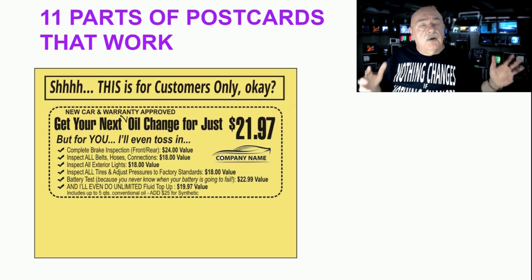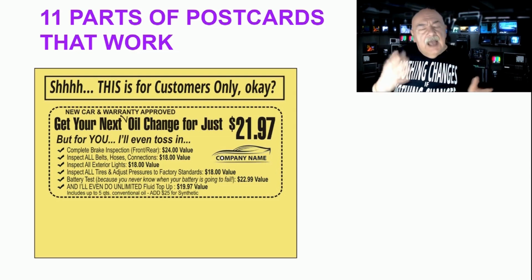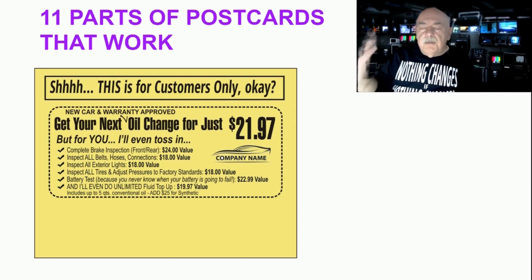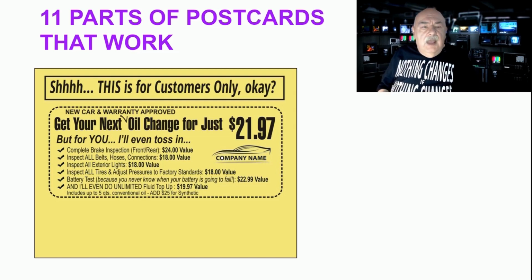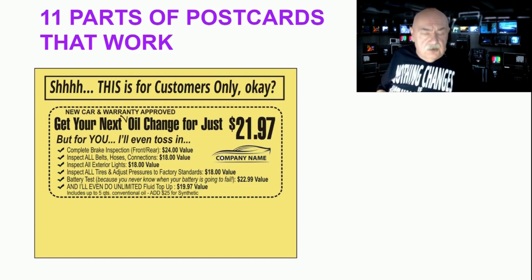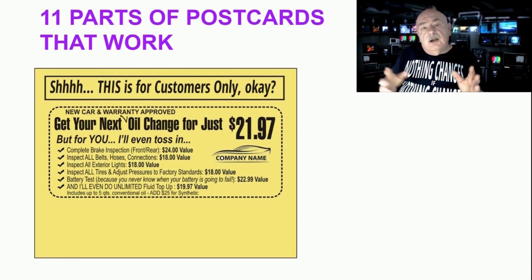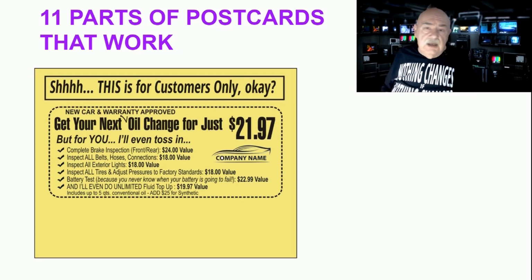First of all, the offer has a dotted line around it. Why a dotted line? Because that's what the consumer just automatically associates with having a deal or a discount or a coupon. I mean, that screams coupon, and you want to include that. The other thing that is interesting that you might want to add to your headline, get your next oil change for just $21.97, is include the new car and warranty approved.